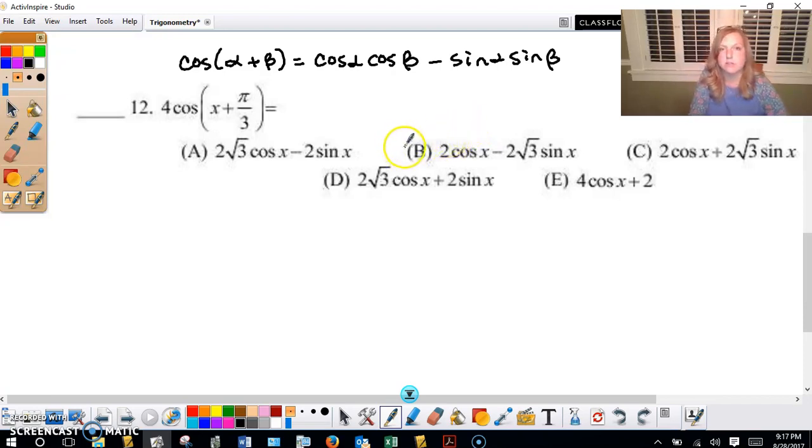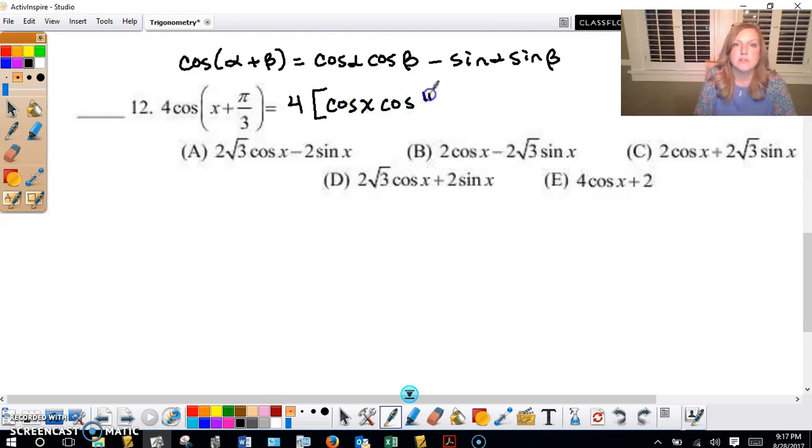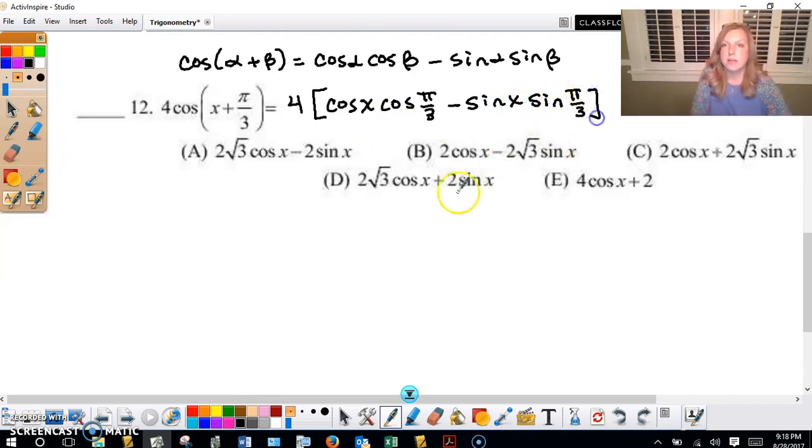So I threw this in the worksheet. This is going to help you review that identity. Remember that from when you did this last year in pre-calc. So using this identity, don't forget there's a 4 here. I'm going to go ahead and put parentheses. And I go ahead and follow the identity. I need cosine of x, cosine of pi over 3, minus sine of x, sine of pi over 3. So you just apply the identity.